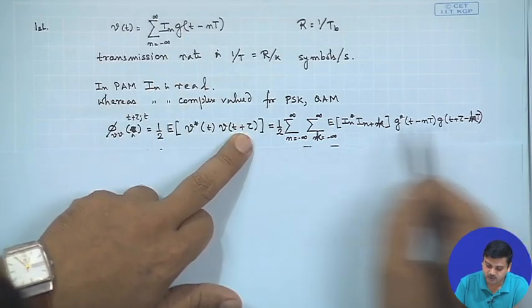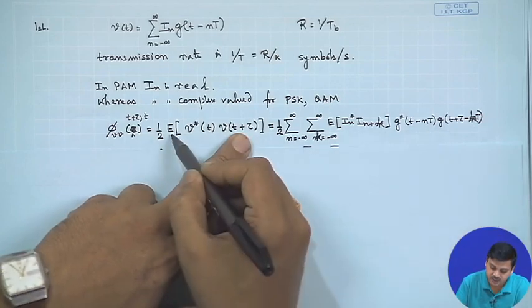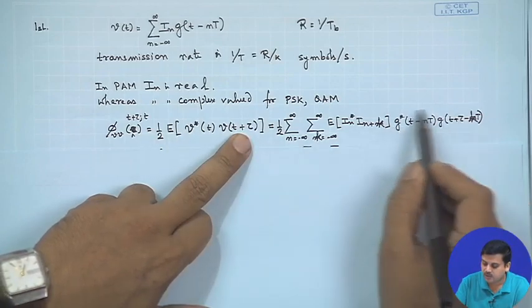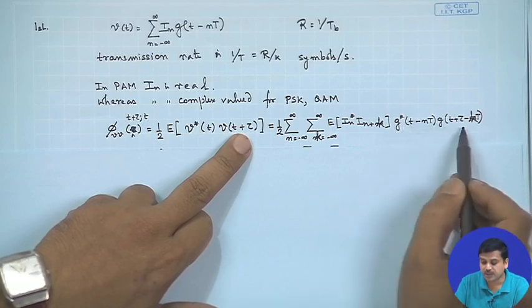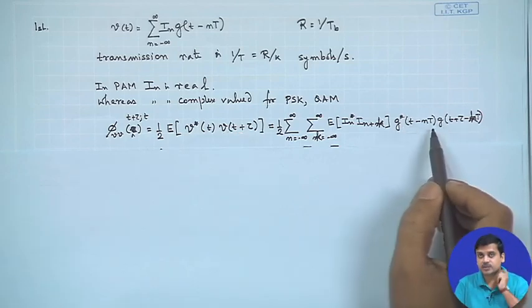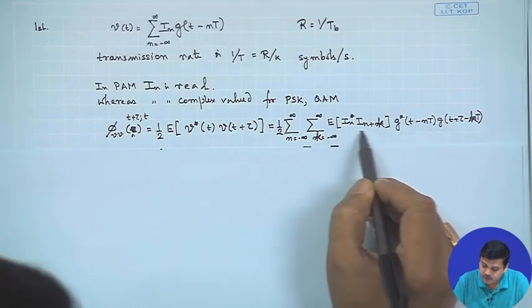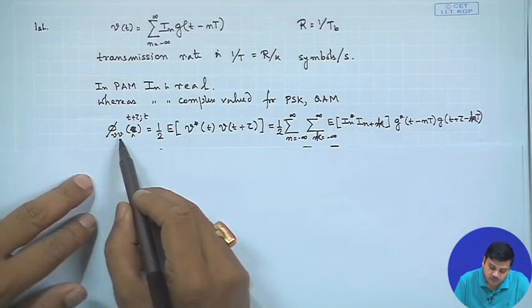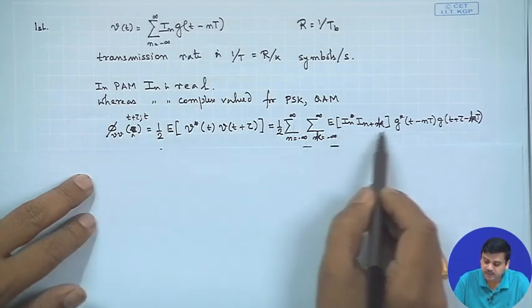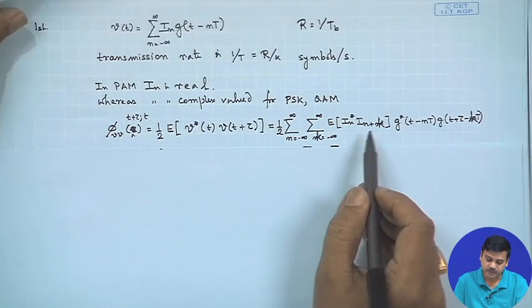So, this follows by using this expression in this, you will get there. Now, since you have the E operation, E will not operate on G, because G is a deterministic signal, G is the pulse shape, unless we are choosing this randomly. So, E would operate on this information sequence. I n is the information sequence. So, what we see is the autocorrelation is finally dependent upon the autocorrelation of the information sequence.